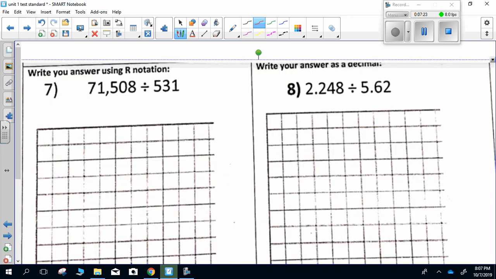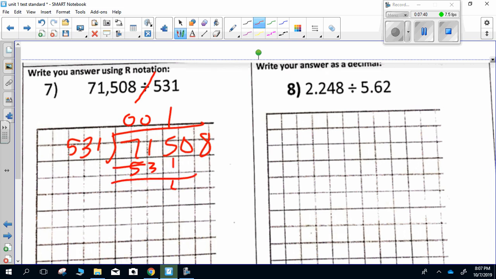Number 7, another division problem. 531 goes outside the house. 71,508 goes inside the house. So I subtract 531. I get 4. I get 8. I get 1. Is that less than what I started with? Yes. So I bring down my 0.